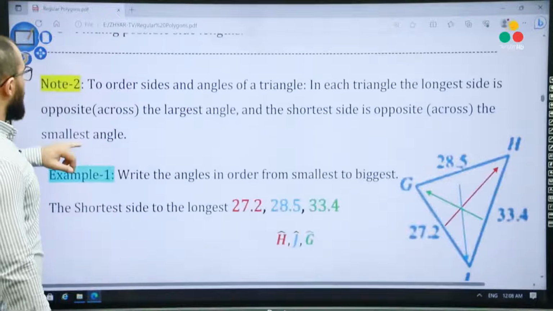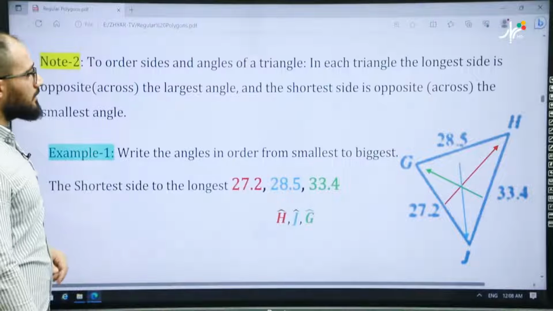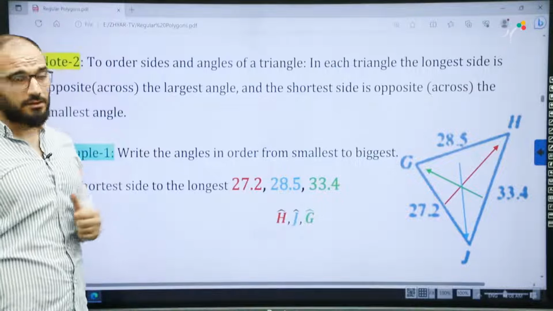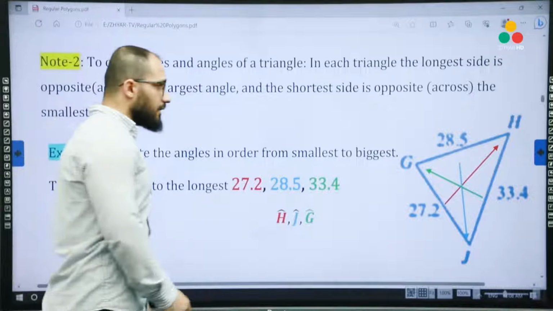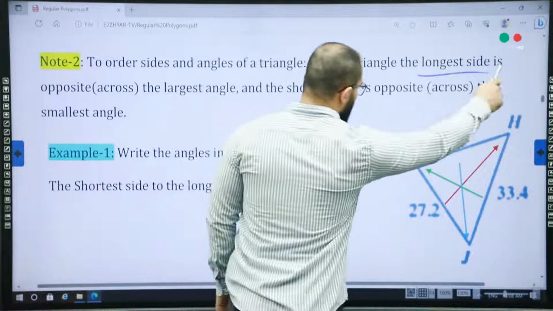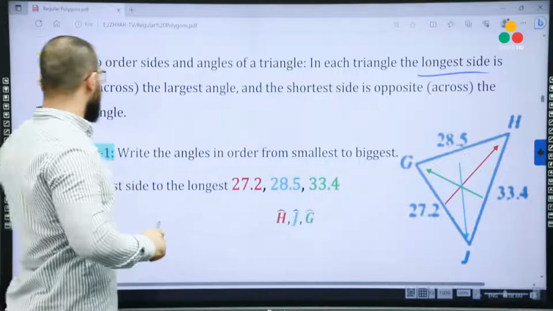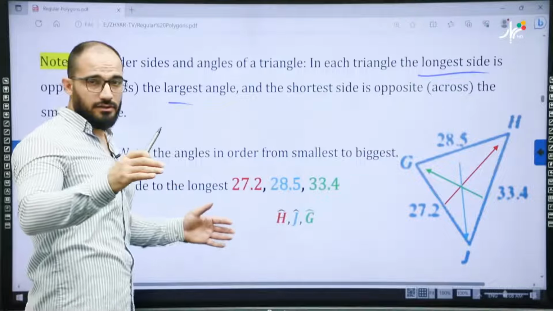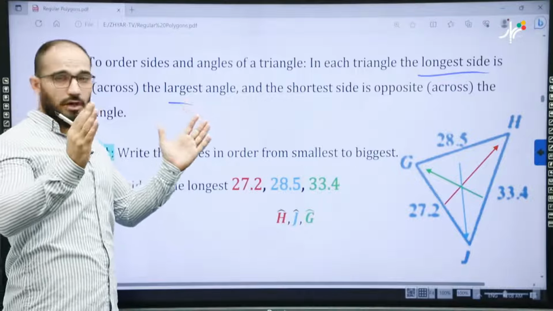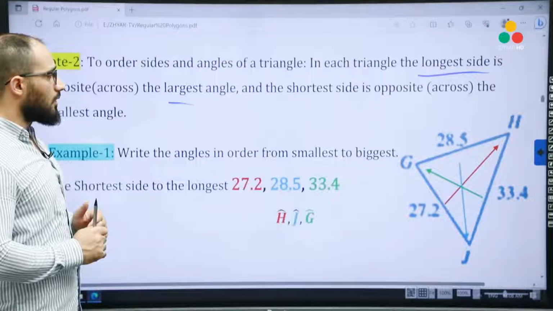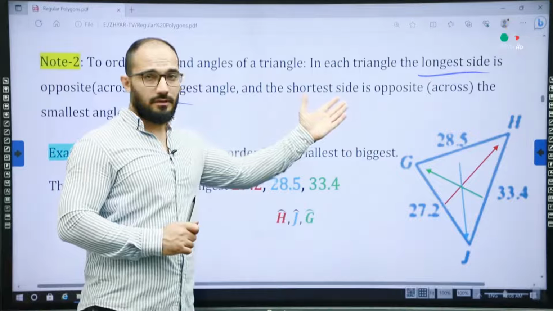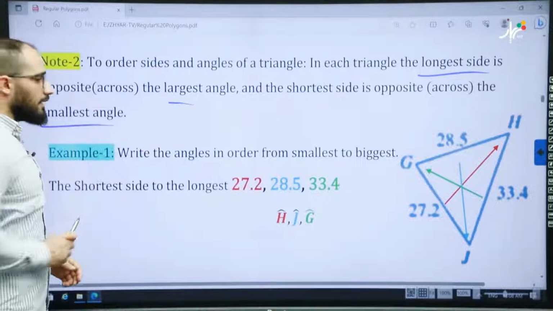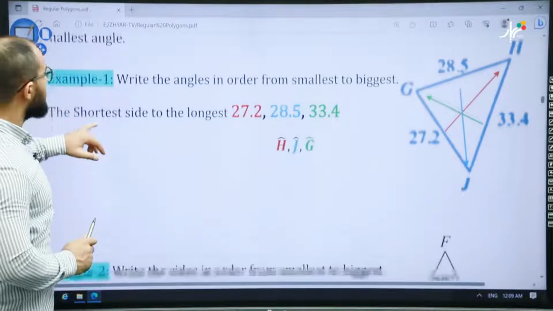The first one, how to order sides and angles of a triangle. Let's say you have a triangle, then how can you order them from least to greatest or greatest to least? The rule is, in each triangle, the longest side is across or opposite to the largest angle. And also the shortest side is opposite to the smallest angle. So what does it mean? Let's explain that sentence with an example.